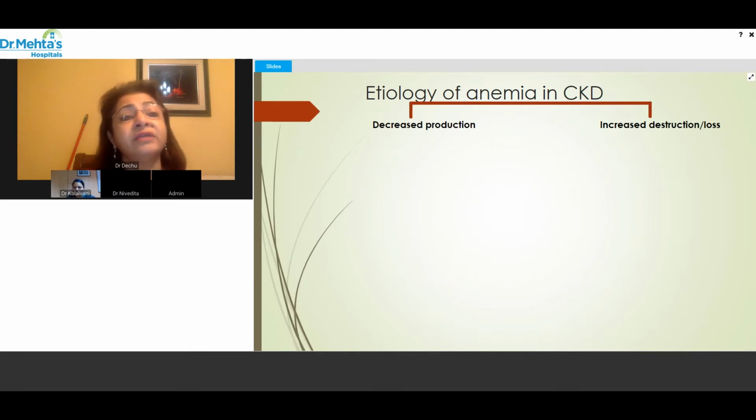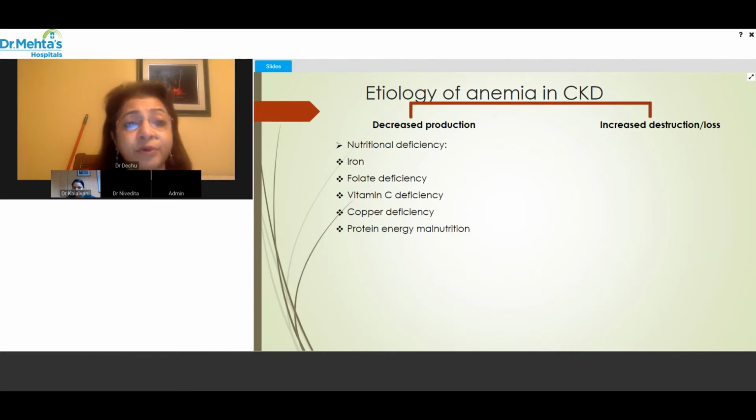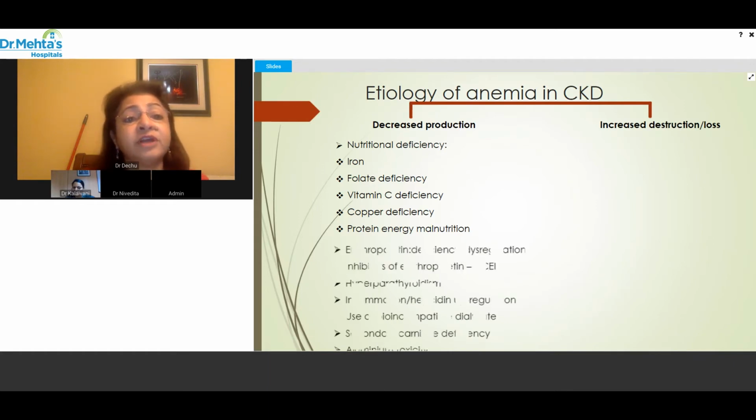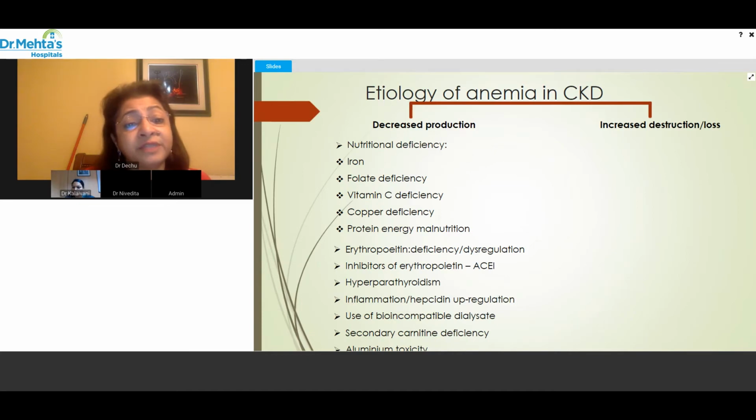And if you look at decreased production, one of the important parts of making the red cells is to have all of the nutrition intact. So nutritional deficiency can give rise to anemia. So you have iron deficiency, folate deficiency, vitamin C deficiency, copper deficiency, and protein energy malnutrition. The other factors that can result in decreased production, especially in our CKD patients, is deficiency of erythropoietin or dysregulation of erythropoietin, which I'll bring you up to speed about.